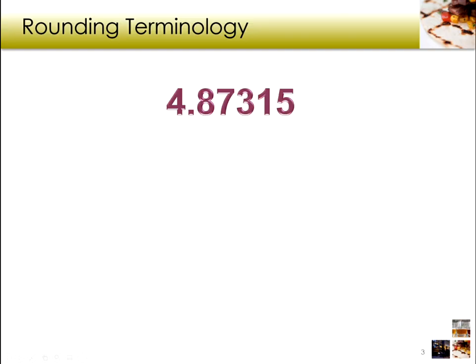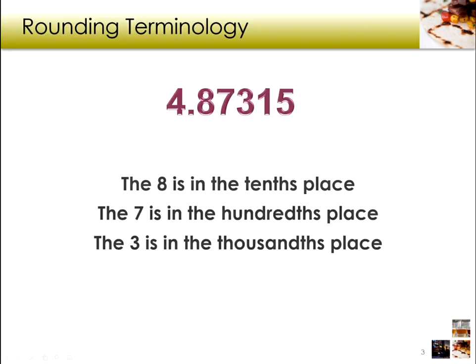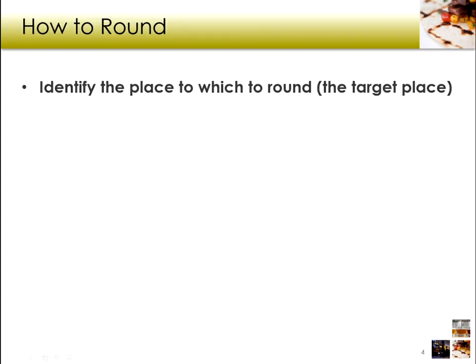So here's a number, 4.87315, right? If you remember, we had places for these numbers. So there's the 10th place, the 100th place, the 1000th place, etc., right? How do we round? Well, that depends on the number next to where we want to go. So we identify the place in which we want to round. So do we want to round to the tens or the hundreds? If we're talking money, we're rounding to the hundredths, right?